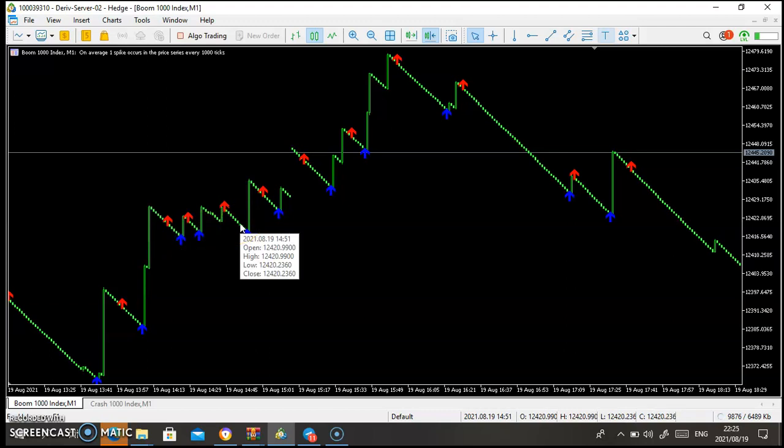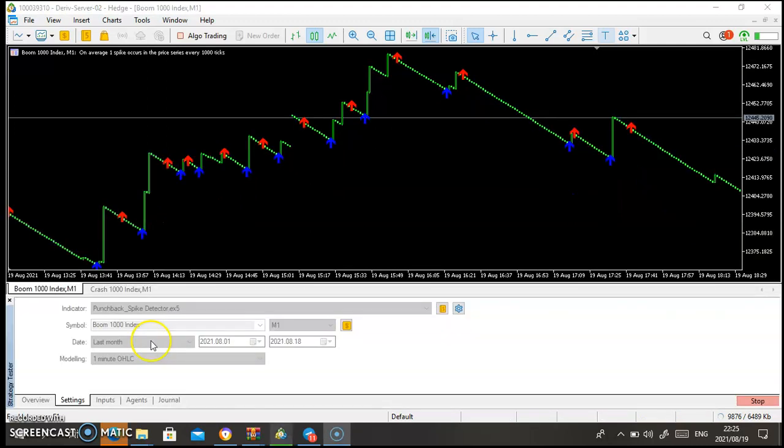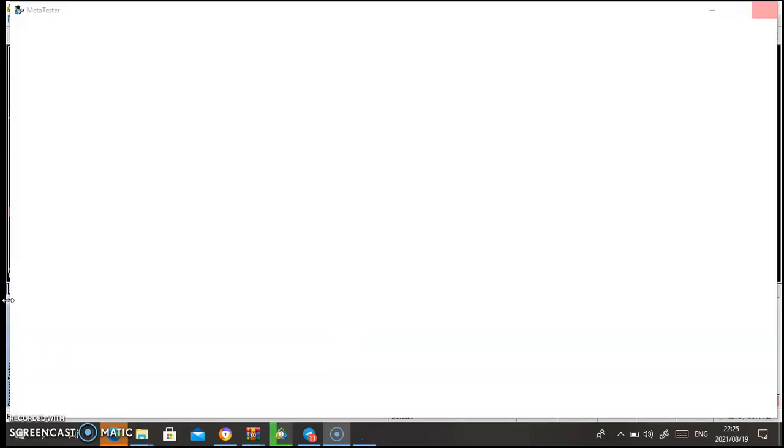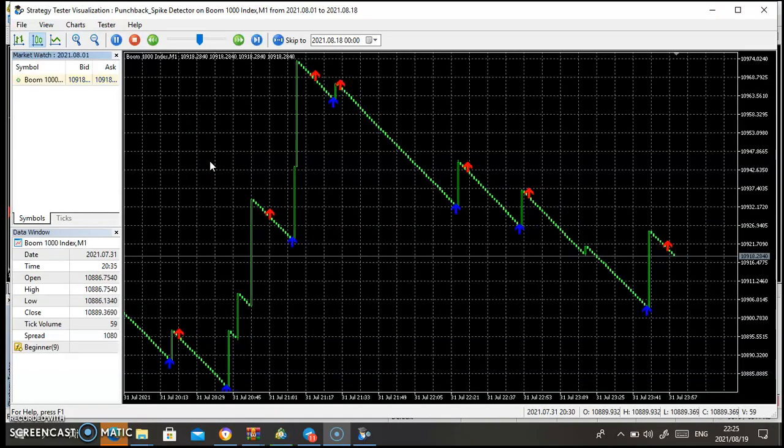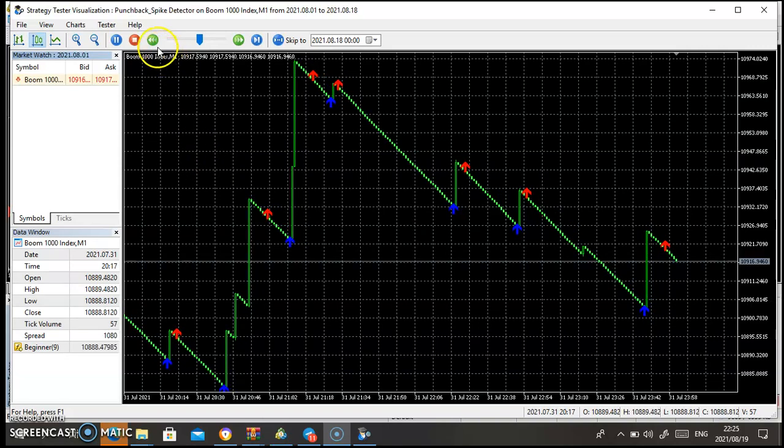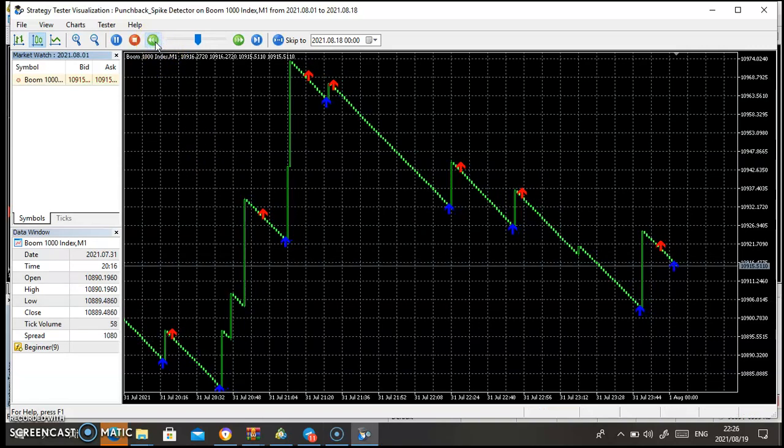But when it comes to backtesting this system, I found something different, and I'm going to show you guys what I'm talking about. I'm just going to backtest it for a few minutes and you guys can see for yourself what the system does. So stay tuned. You can see over here we're on the Meta Tester. We're just waiting for the update to see if the system really works. I'm going to make it a bit slower.